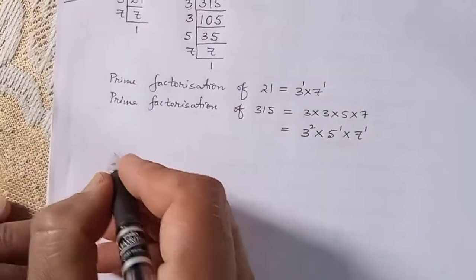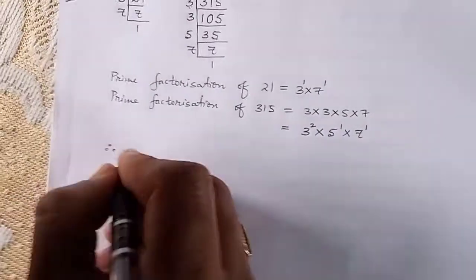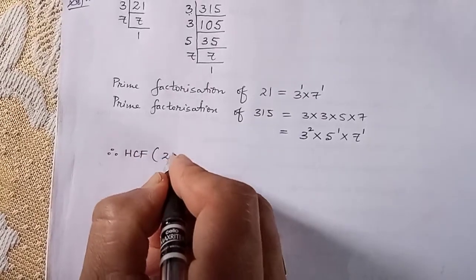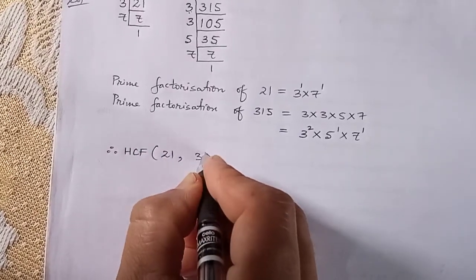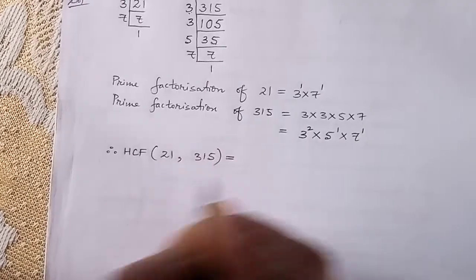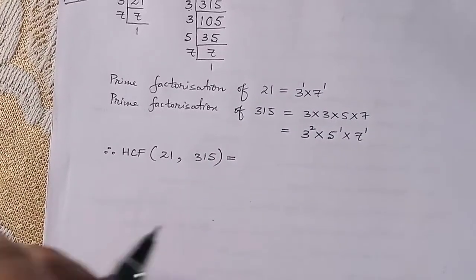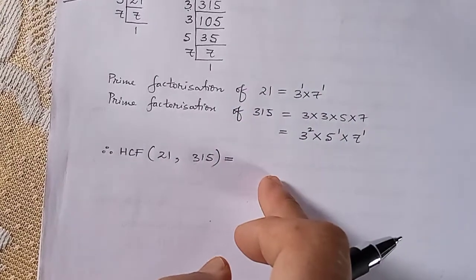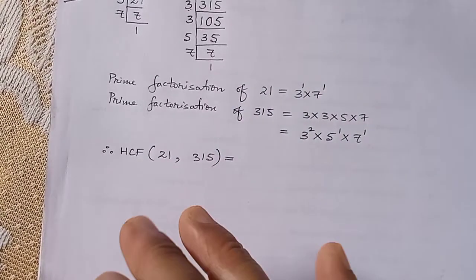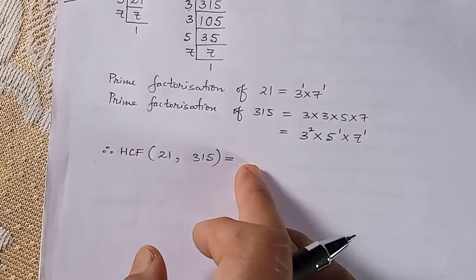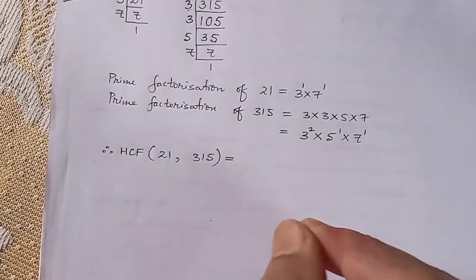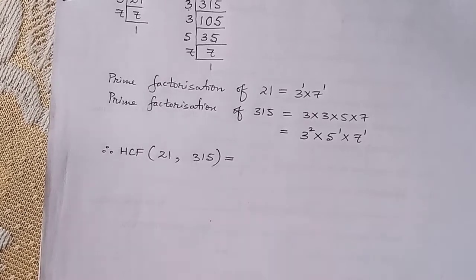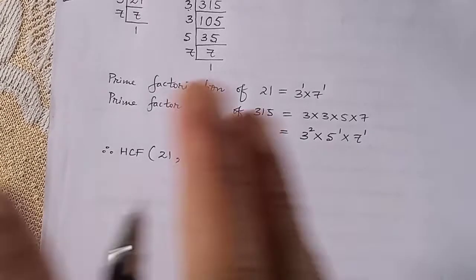Now we'll find HCF and LCM. First we'll find HCF. Therefore HCF of 21 and 315. Let me quickly tell you once again what HCF is. HCF means highest common factor, and when you do prime factorization you find the HCF of numbers in this way. And remember the definition: HCF is the product of only the common prime factors with the lowest power. Only common prime factors with the lowest power.